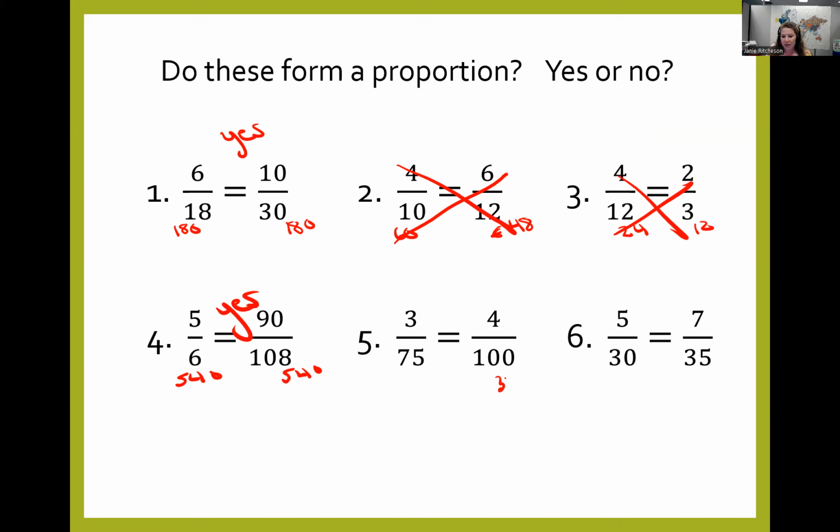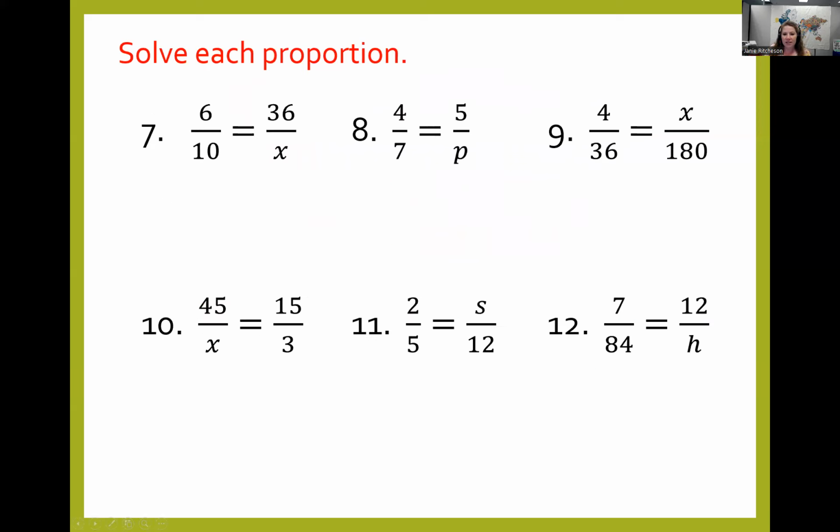The next one, I know this is 375 times 4 is 300. So yes, we have a proportion. And the last one, we have 35 times 5 is 175. And I know that 30 times 7 is 210. So nope, these are not proportional. So did you get them right? I hope you did.